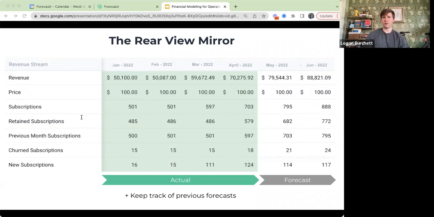We recommend taking time to go through and do this on a monthly basis. Make sure that everything is updated in your financial model. Do a variance report. That's the best way to make sure that you're on top of your numbers.